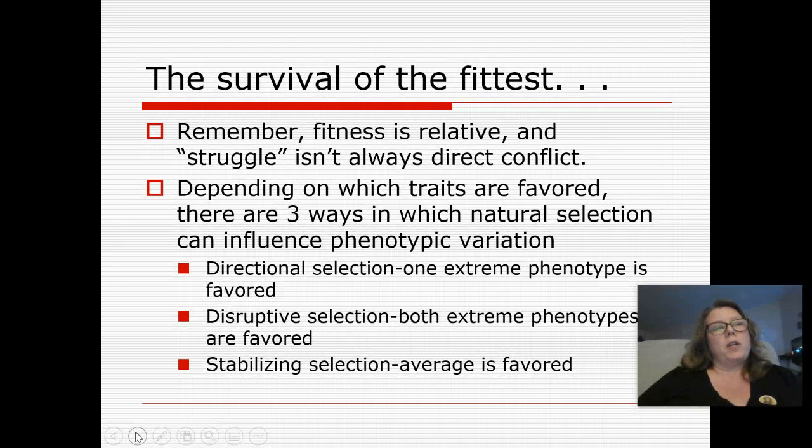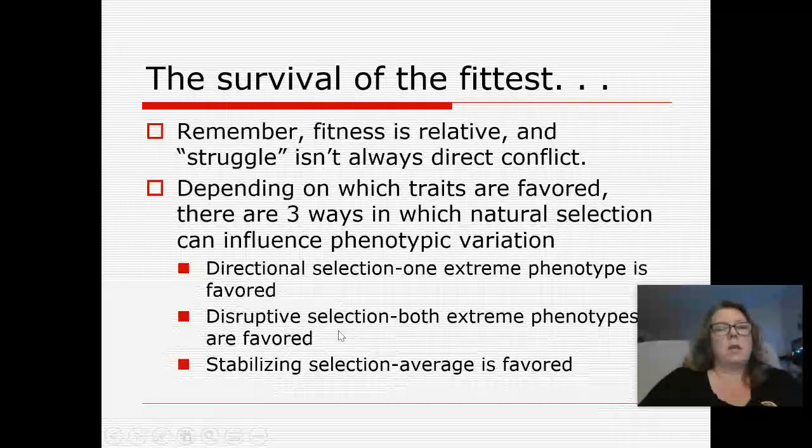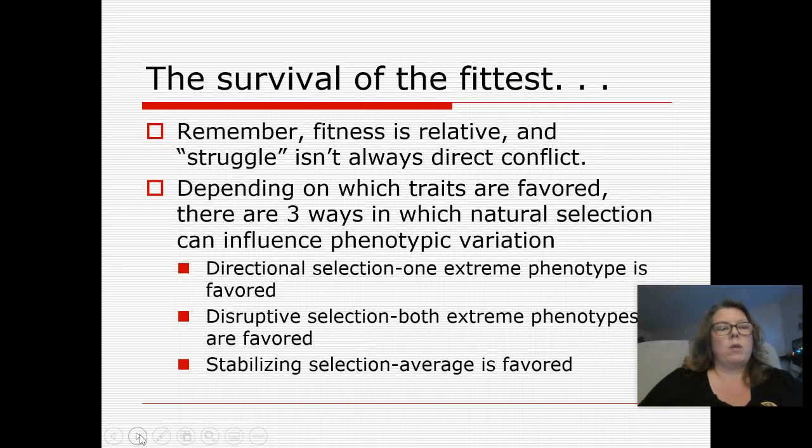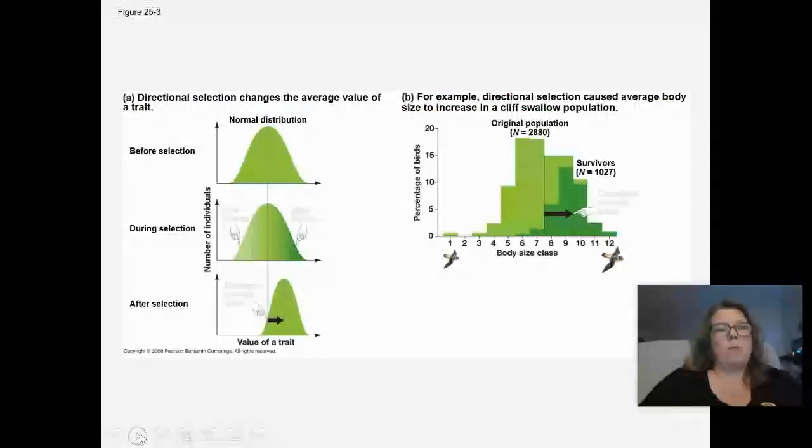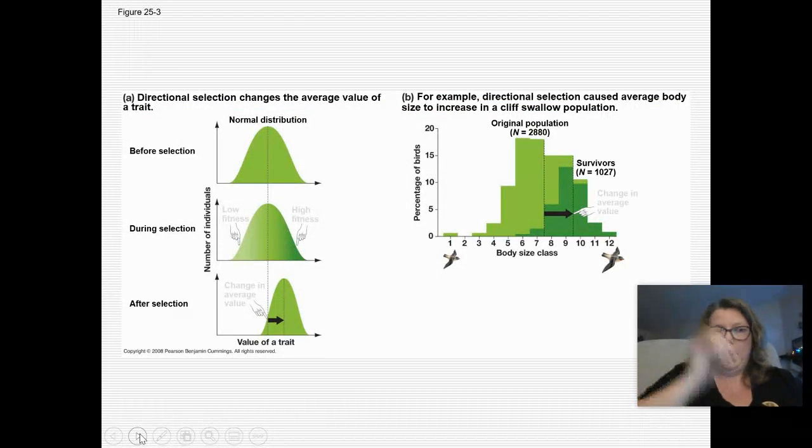And depending on which traits are favored, there are three directions that natural selection can take a population in with respect to phenotypic variation. So these you learned about in baby bio. You have directional, disruptive, and stabilizing selection. And what I've done here is I've put a quick summary in each of these, but I think what's easier to understand is examples and graphs. Okay. So let's take a look at this.